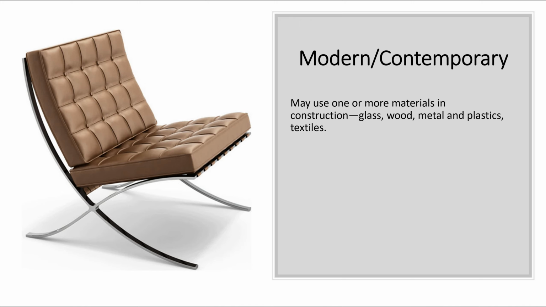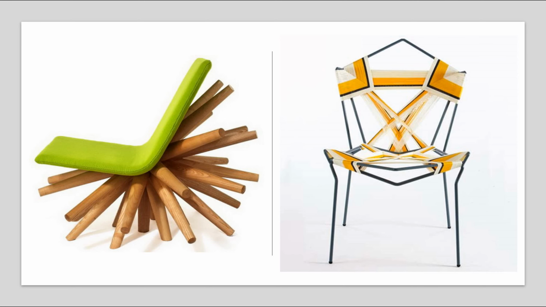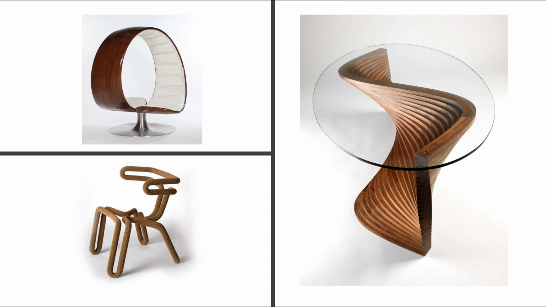Okay, then we have modern contemporary. This one is super simple. It can be very simple, very straight lines, but it can also be very weird looking. These may use one or more materials in construction like glass, wood, metal, plastics, and textiles. Here are some pictures of those. I tried to pick some cool, weird looking ones that would be a little bit different. Here are some cool modern contemporary furniture pieces.